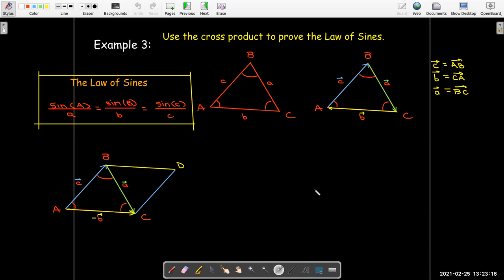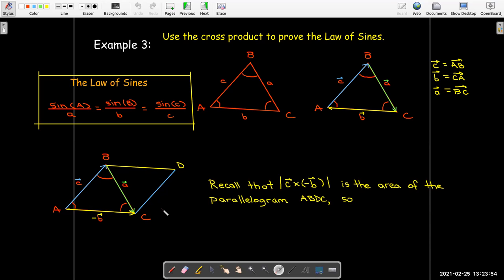All right, so how are we going to go about this? Well, one thing we're going to notice is that, with the cross product, the magnitude of the cross product of two vectors is the area of the parallelogram determined by those two vectors. So for example, if I focus on the A vertex, and I'm going to go ahead and switch the direction of B, so the tail of B and the tail of C meet at the point A, then the magnitude of the vector C crossed with the opposite of B is the area of this parallelogram, ABDC. That parallelogram, its area is the magnitude of the cross product of those two vectors.